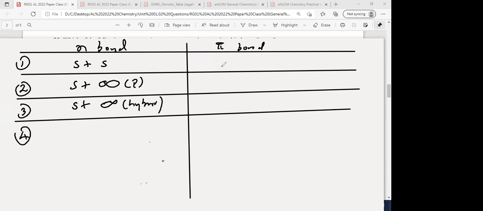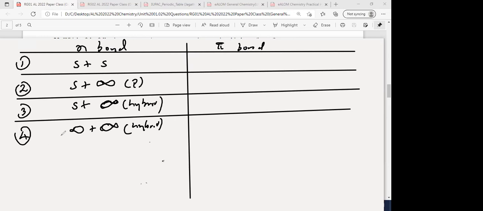Fourth possibility: s plus s, sigma bond. S plus p orbital, sigma bond. S plus hybrid, always. Then hybrid orbital plus hybrid orbital. So I'll put here hybrid, hybrid. That also results in a sigma bond. Don't mix this up with p orbital. This side is bigger than the other side, unlike the p orbital where both sides are equal. This side is like a fish, right?